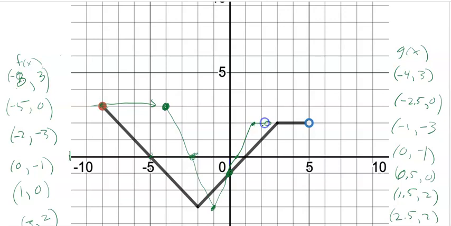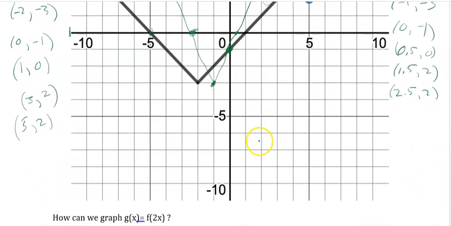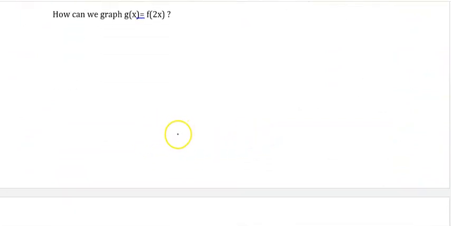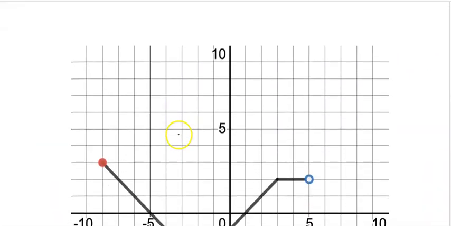And then my domain would have changed too. Now my function starts at negative 4, as x is negative 4, and ends at x is 2.5. So that is how I would graph f of 2x. Now, I would divide each x-coordinate of my function f of x by 2, and I would have some points to plot.